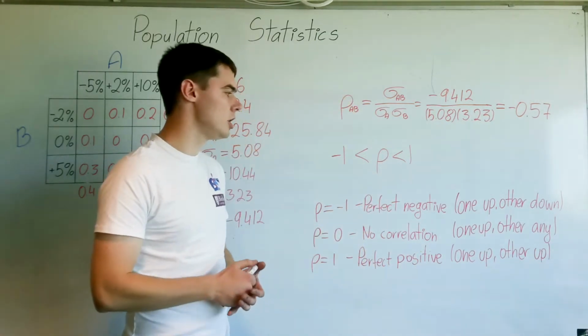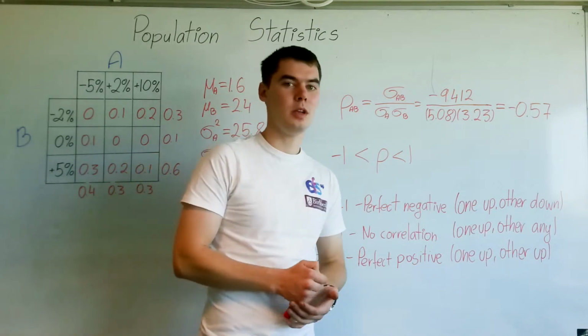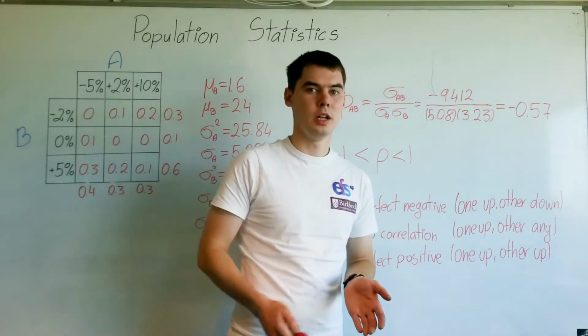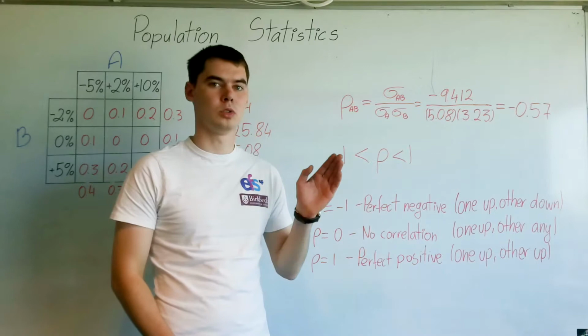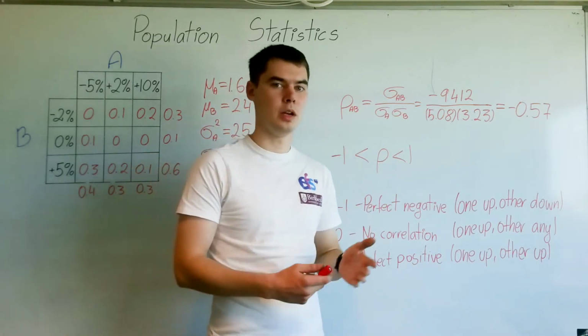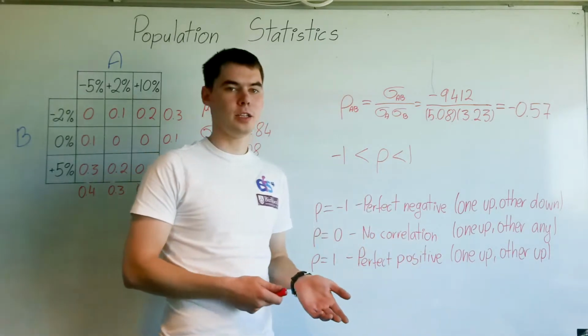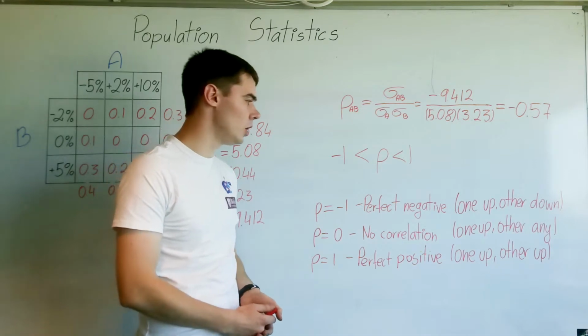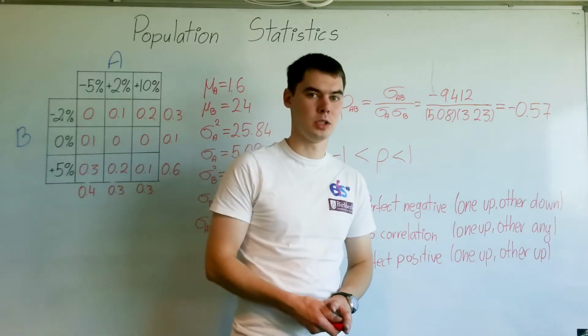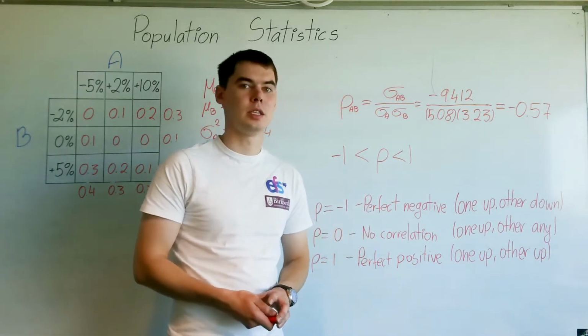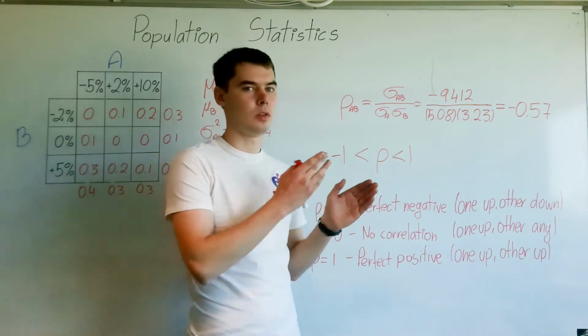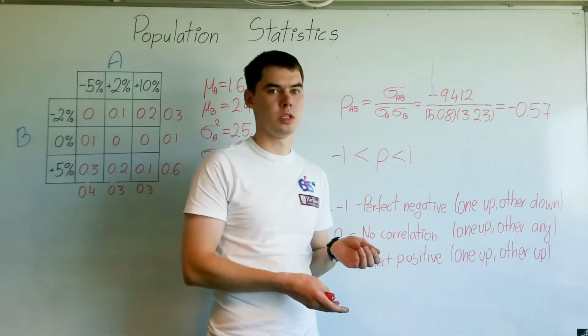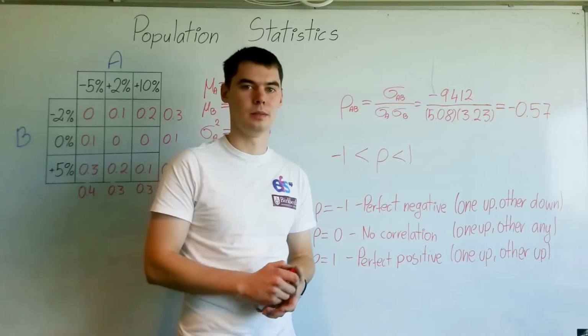When correlation is equal to 0, that means there is no correlation at all. That is, when one variable goes up, the other can go in any direction. And finally, when the correlation is equal to 1, there is a perfect positive correlation. That is, when one goes up, the other will go up as well, or when one goes down, the other will go down as well.